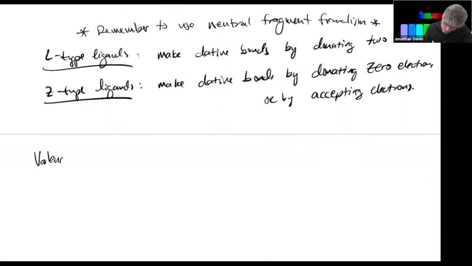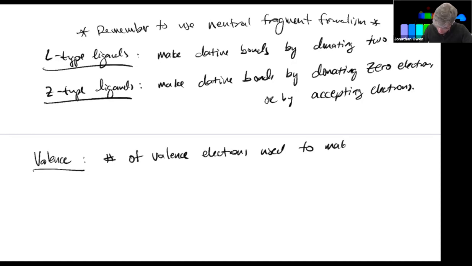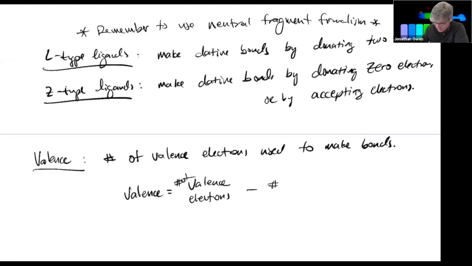Let's also define what we mean by valence. This is a term that people use slightly differently, but this is the correct way, the rigorous way. Number of valence electrons used to make bonds. So valence is the number of valence electrons minus the number of non-bonded electrons.